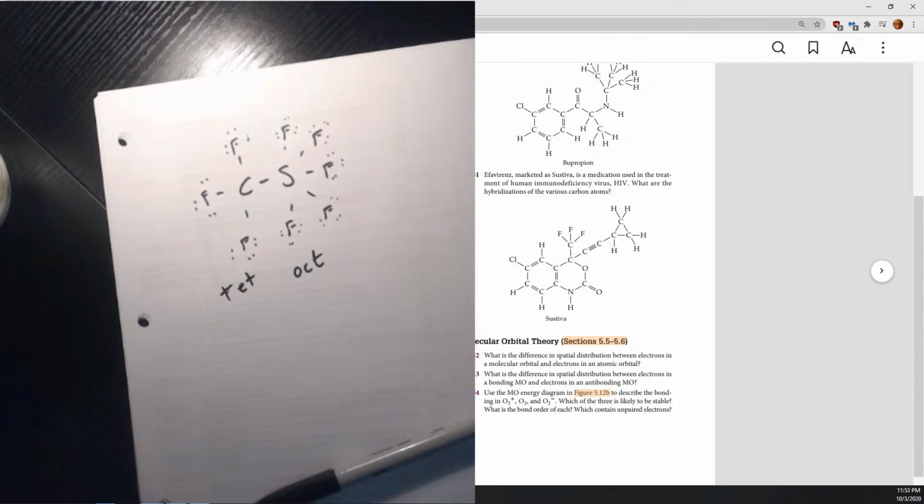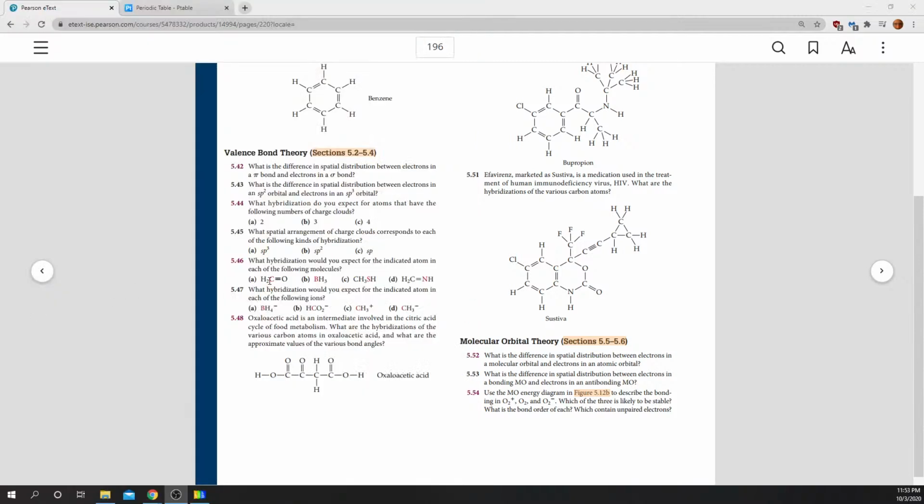What hybridization would you expect for the indicated atom in each of the following molecules? Okay, so oops, you can't see. So for the carbon in formaldehyde, it is trigonal planar, has 3 electron domains, so it is sp2. Borane, boron trihydride, is also sp2.